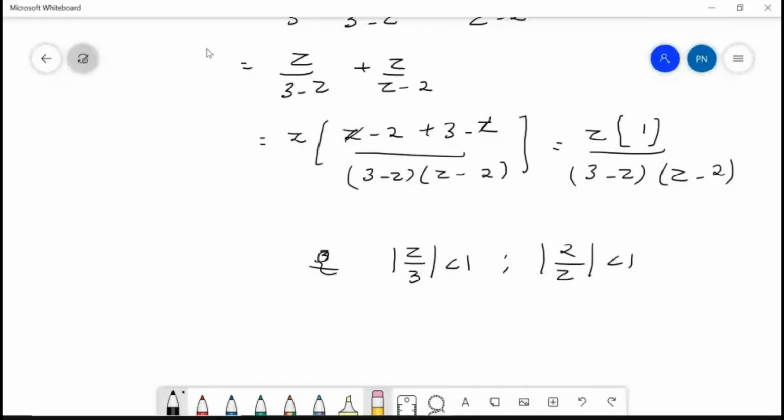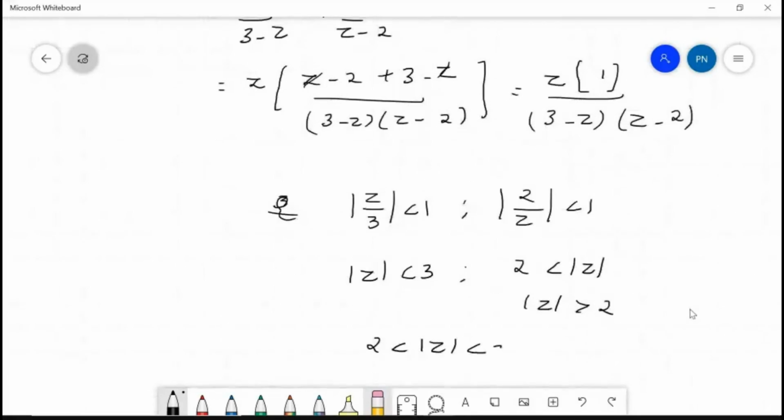Combine these two inequalities and write it as one single inequality. How to write it? Mod z by 3 is less than 1, so I can write mod z is less than 3. Here 2 by mod z is less than 1, or I can write mod z is greater than 2. Mod z is less than 3, mod z is greater than 2. Can you combine that as one single inequality? How much does mod z vary? Mod z is less than 3, mod z is greater than 2, so where will that mod z lie? Between 2 and 3. So I can combine these two inequalities as 2 less than mod z less than 3, which is the region of convergence.